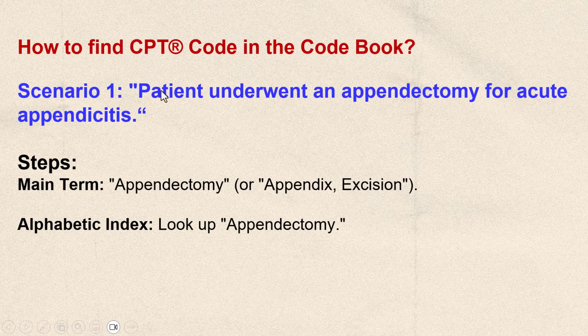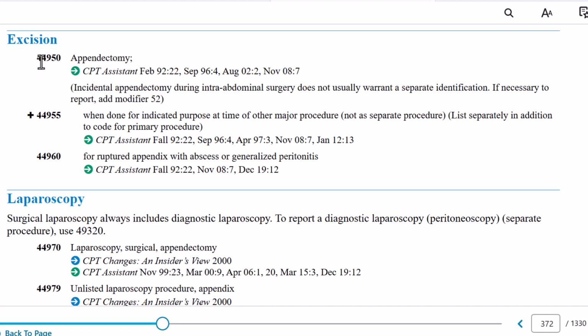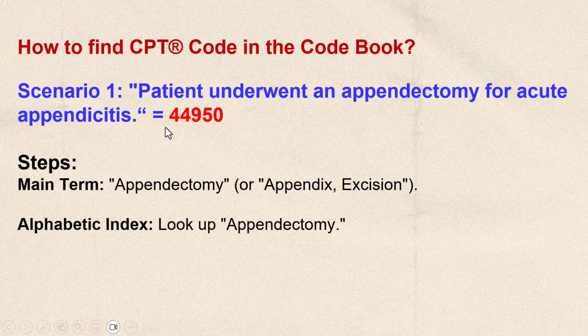But in our case, it just says appendix. The patient underwent appendectomy for acute appendicitis. So the correct code will be 44950.